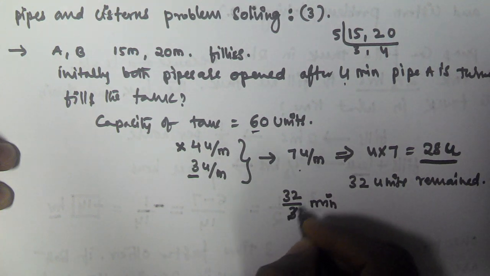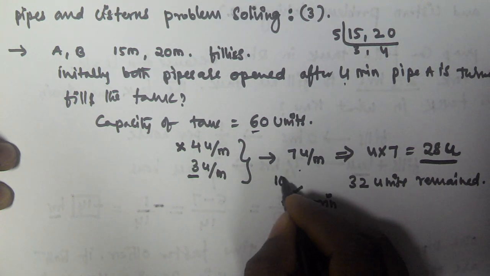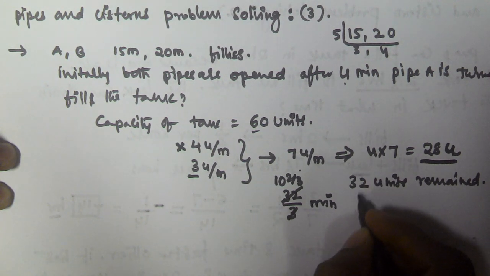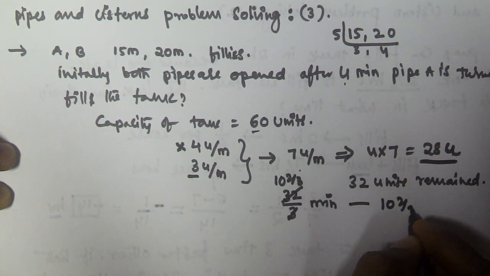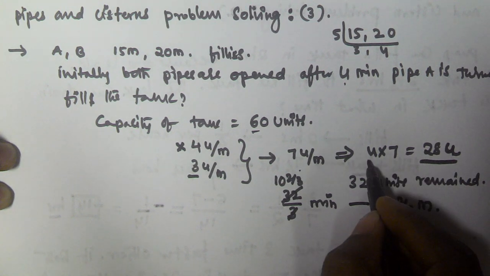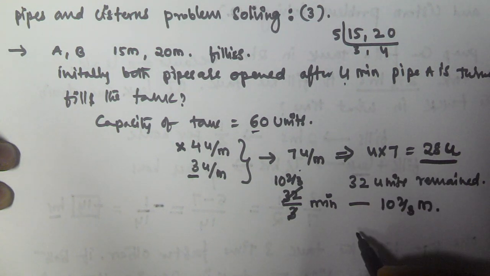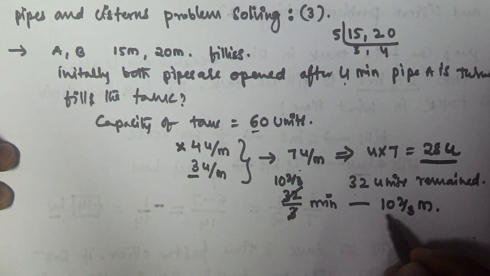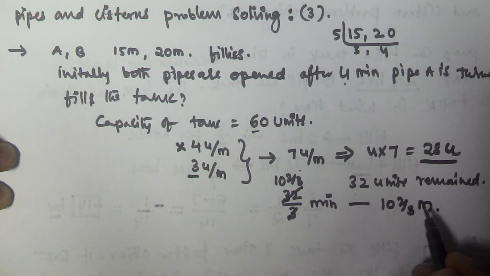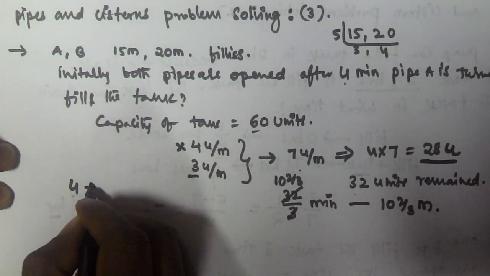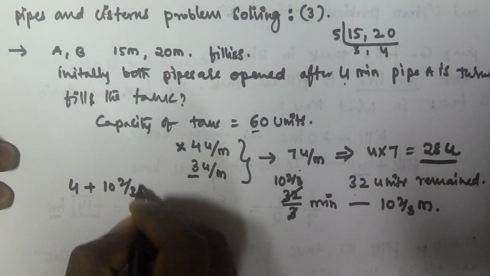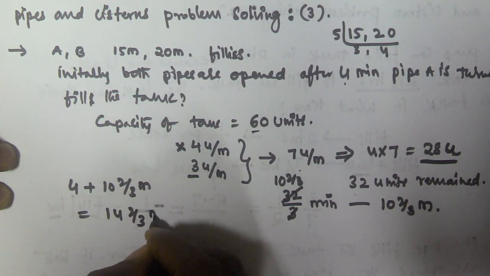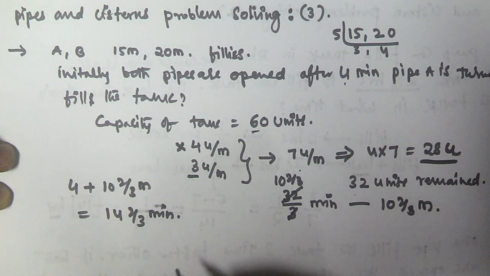So this is going to be 10 2 by 3 minutes. Initially 4 minutes to fill the 28 units, and the remaining 32 units filled by B alone in 10 2 by 3 minutes. So the total time is 4 plus 10 2 by 3 minutes, which is equal to 14 2 by 3 minutes.